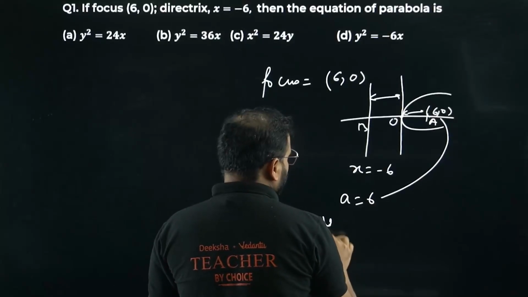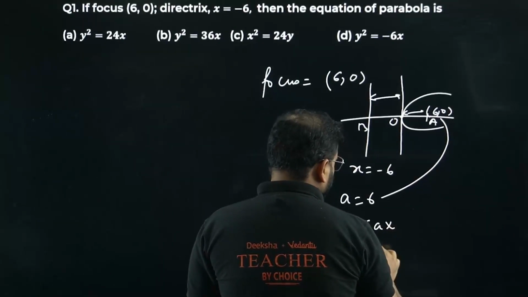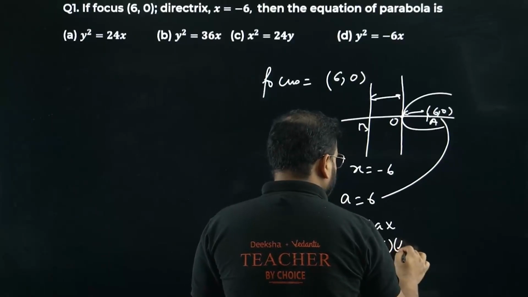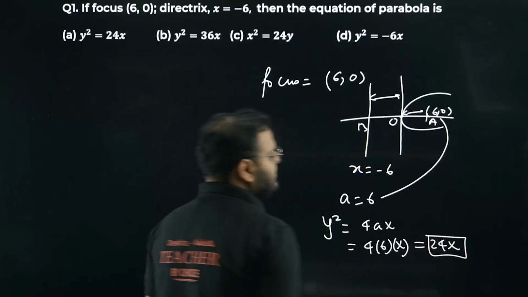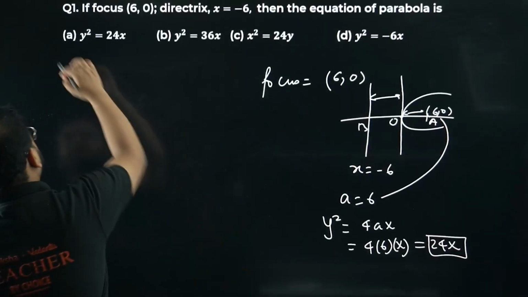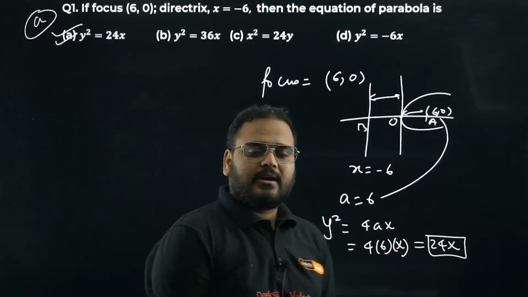Then simply I get a equals 6, from here. So my equation is nothing but y square equals 4ax, 4 into 6 into x, so 24x. 24x is the answer. Option A is correct. Please check. Let's move on now.